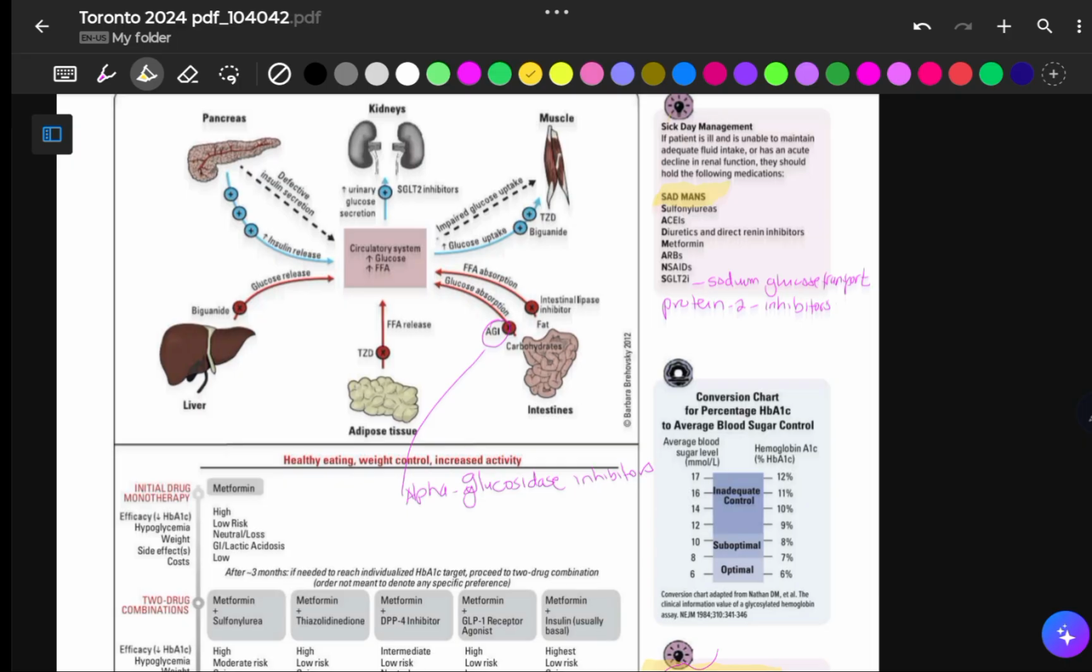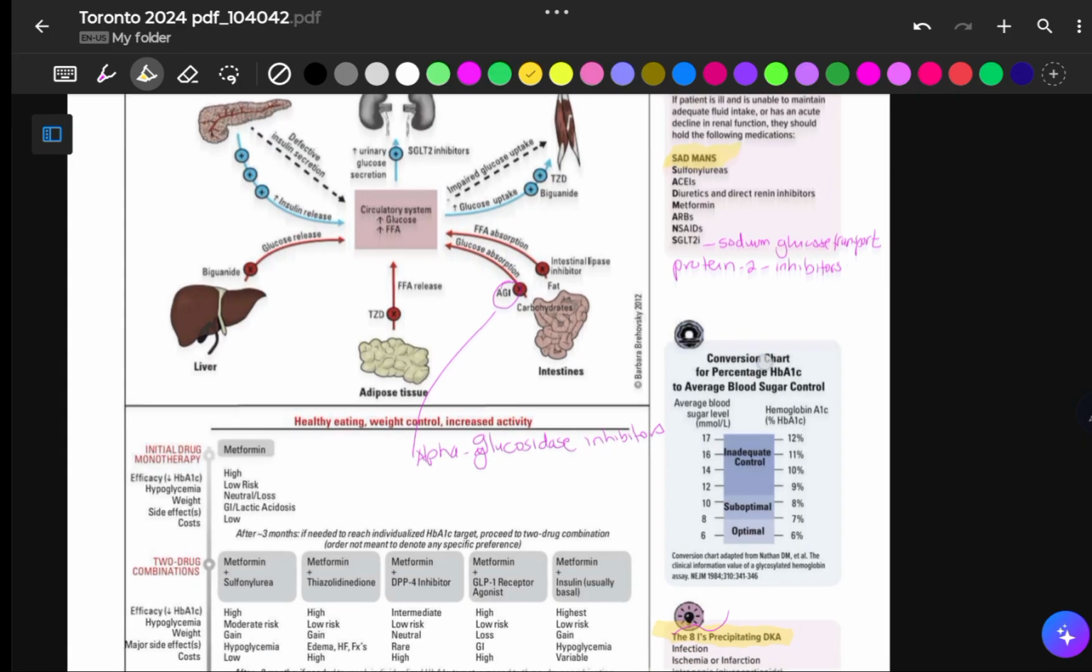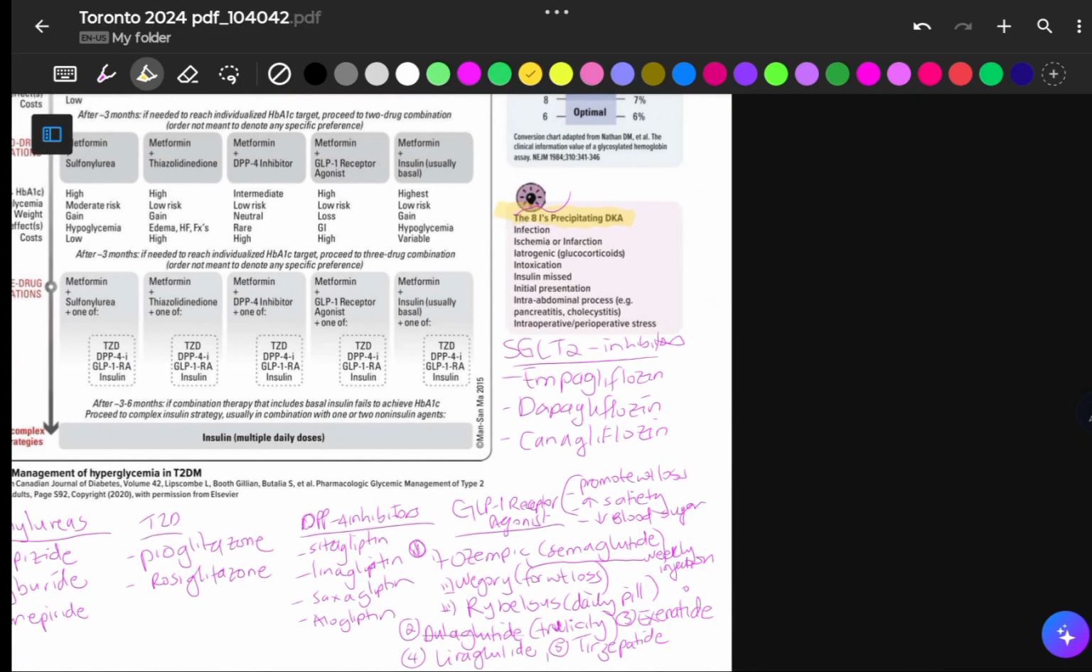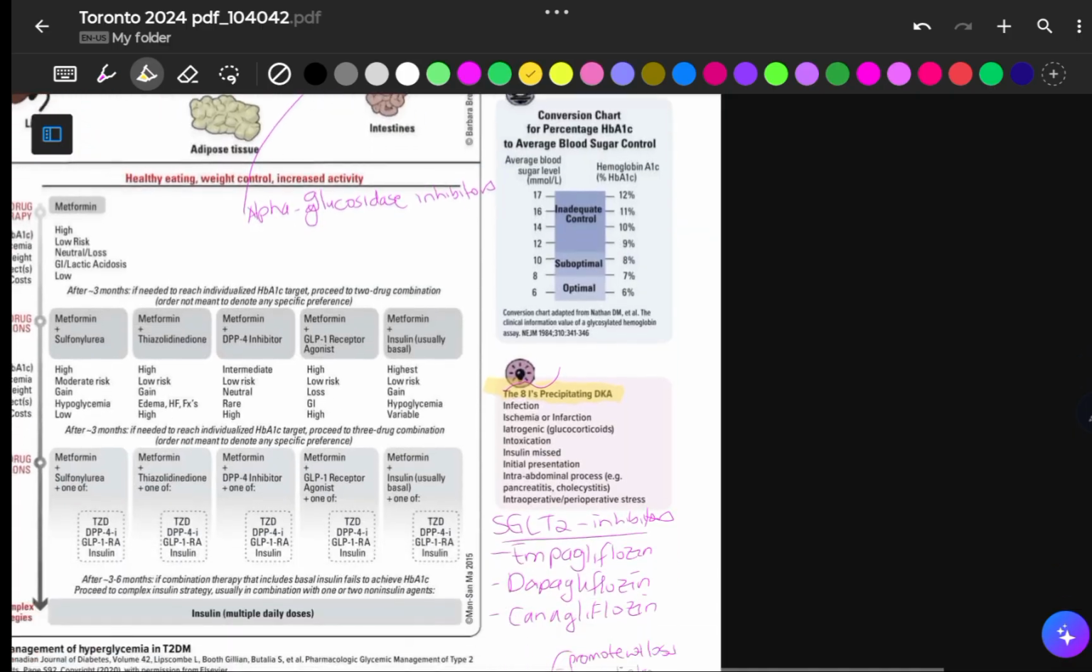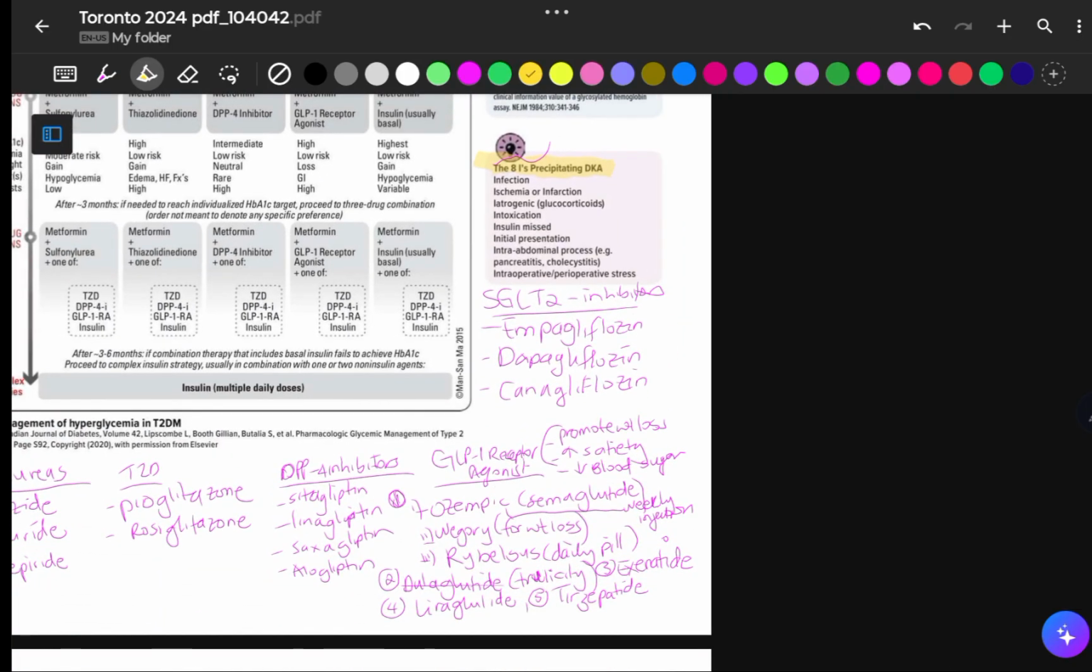All right. So it increases glucose excretion. Glucose is able to pass through the kidneys and it's not being reabsorbed. An example of this is your sodium glucose transport protein inhibitors. The starting first one here will be empagliflozin, dapagliflozin, canagliflozin. All right, those are the three types of your SGLT2 inhibitors.